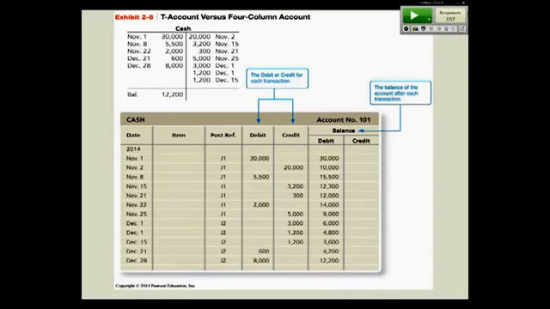Yeah, if you had an overdraft, it would be sitting here as a credit balance. See, the normal balance here is a debit of $12,002. But if you had an overdraft, it would actually fall into the credit side.